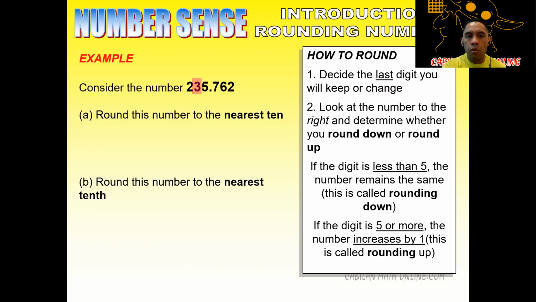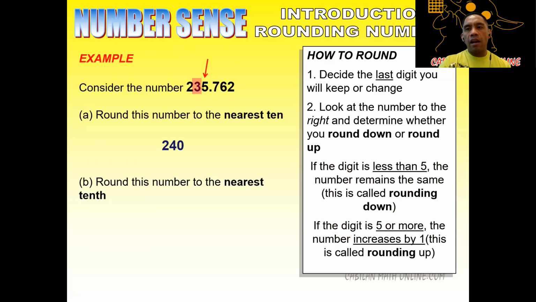Now, for step number two, we need to look to the right of that number and determine whether that 3 goes up or remains the same. Notice what we have here is the number 5. Now, the number 5 will tell us that the number 3 needs to round up. When we're rounding to the nearest 10, not only does the 3 change to 4, but the rest of the numbers become 0. The nearest 10 tells us that it's going to be a whole number as our final answer. So what we wind up having as our final answer here is 240.